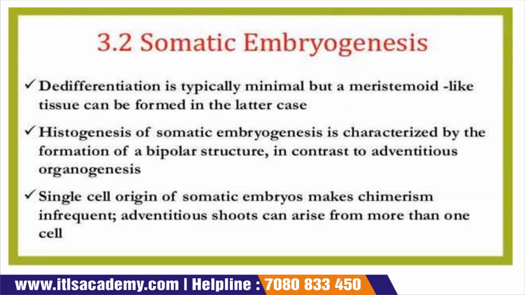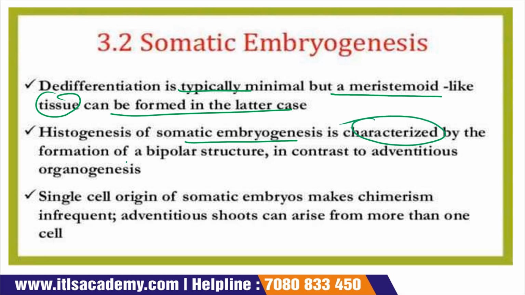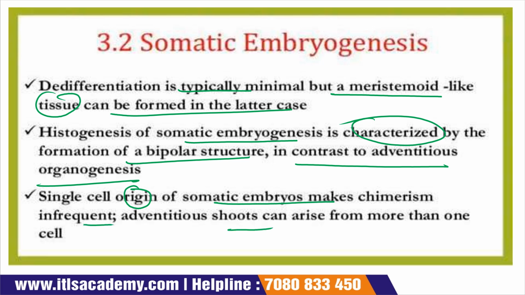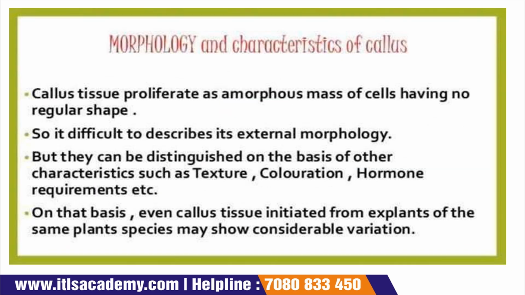Okay. Now the next is somatic embryogenesis. Here dedifferentiation is typically minimal, but meristemoid-like tissue can be formed in later cases. Histogenesis of somatic embryogenesis is characterized by the formation of a bipolar structure, in contrast to adventitious organogenesis. Now, single cell origin of somatic embryos makes chimerism infrequent, whereas an adventitious shoot can arise from more than one cell.